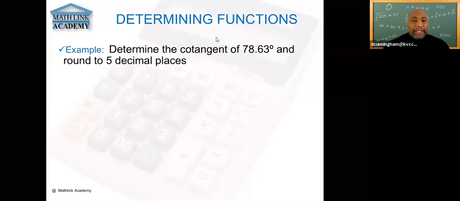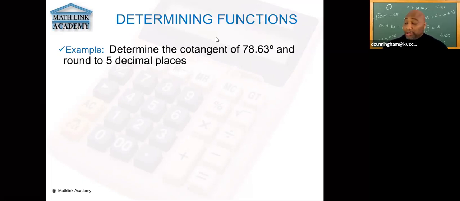Now let's look at another example. I'm going to say this before we do this example. If you have sine, cosine, and tangent, you can go directly on your calculator and find the values of those angles, using what we just used earlier. I just did the sine, but you do the same thing with the cosine and tangent.